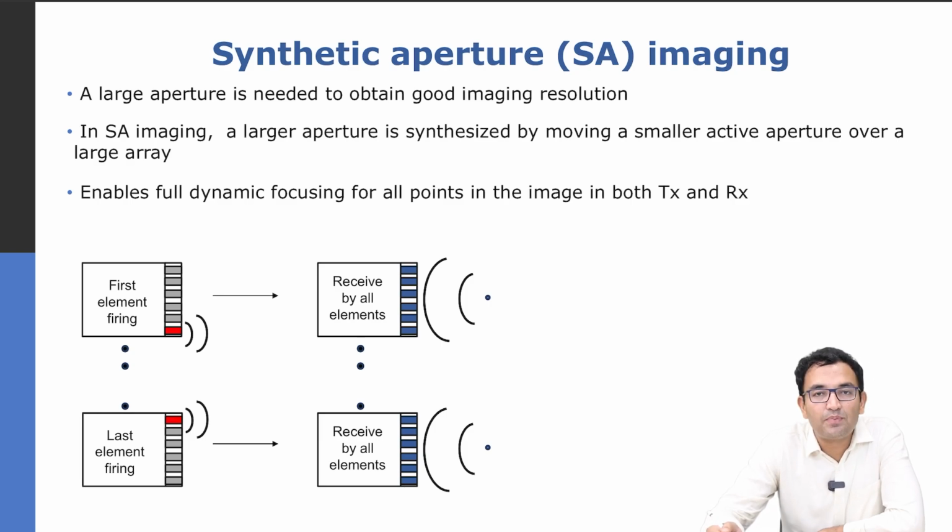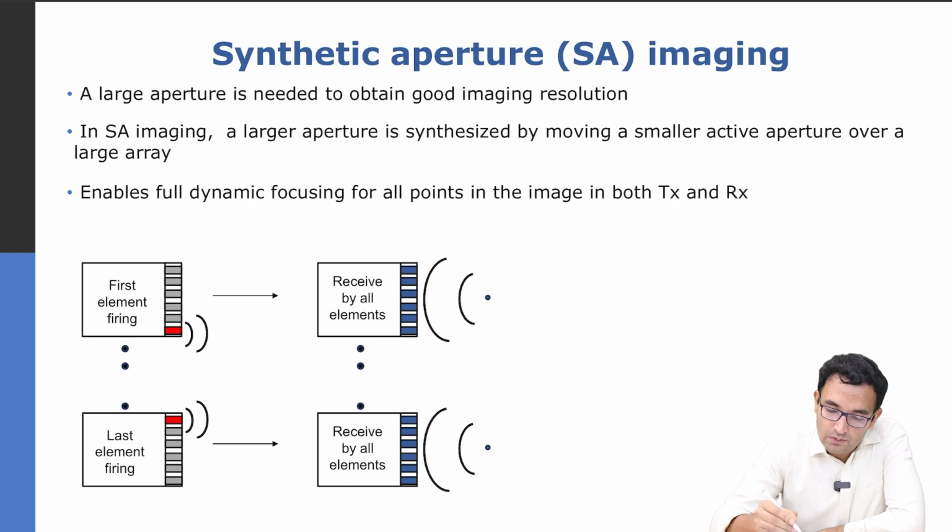We also discussed synthetic aperture imaging, and we discussed that typically you don't have a large aperture because of hardware limitations. So what you could do is artificially synthesize this large aperture by moving a small active aperture over a large array, and then later when you have the data, what you have is essentially a full matrix of transmit and receive. From that you can create high resolution images.